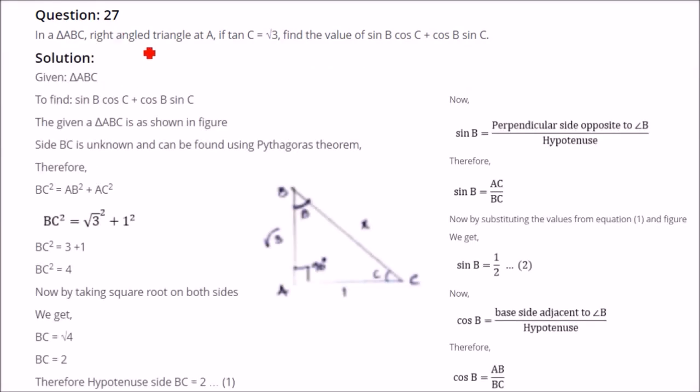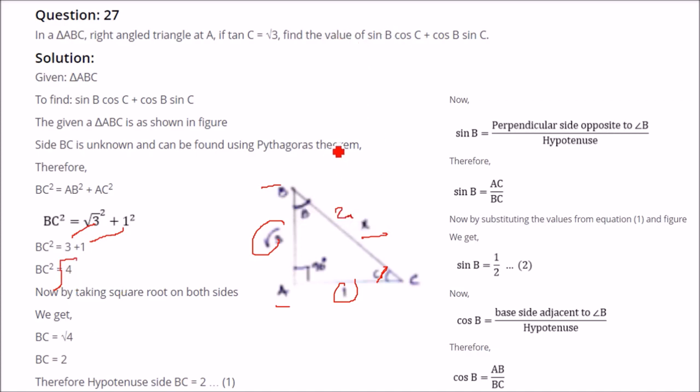In triangle ABC, right angled at A, if tan C equal to root 3, find the value of sin B cos C plus cos B sin C. So tan C is given, that is perpendicular by base. So if this we take as C, this is A, this is B, this is C. If we take this as C, then tan C is perpendicular by base. Perpendicular is root 3, base is 1. So how do we get this? Root 3 square plus 1 square under root. So root 3 square is 3, 1 square is 1, and this is 4, so under root 4 is 2. So this side is 2.